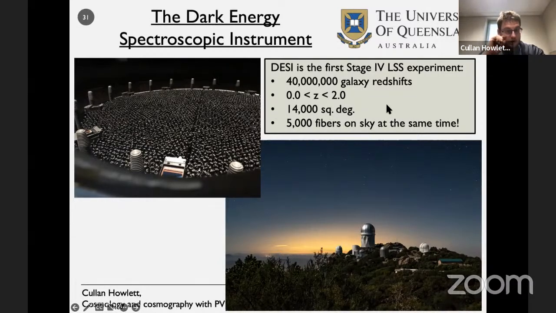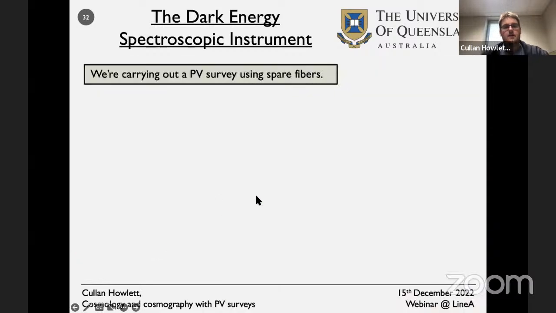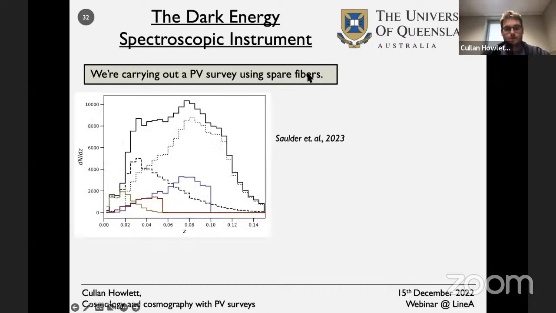It really is the premier spectroscopic instrument we have available to us now, and probably for almost the rest of the decade. It recently finished taking its first year of data. I'm also involved in some of the analysis using the large-scale structure data, which I haven't talked about in this talk, but if you're interested, you can of course email me or ask me a question about how that's progressing. But for the purpose of this talk, what I want to talk about is the fact that we're also carrying out a peculiar velocity survey on this instrument, using some of the spare fibers and also some of the main survey targets where those are suitable.